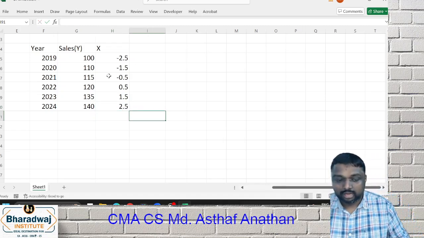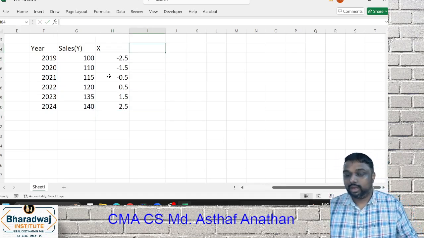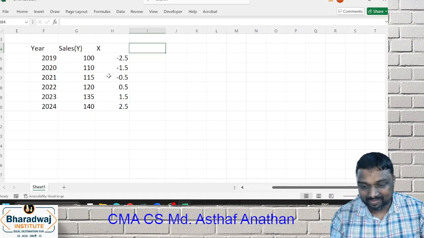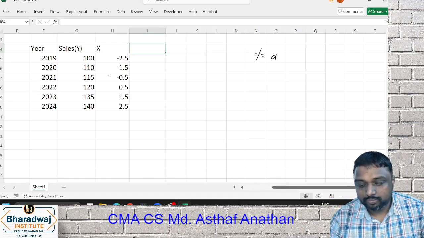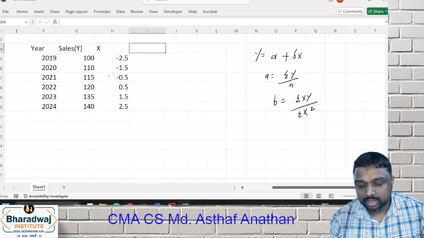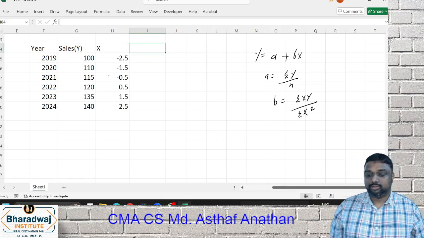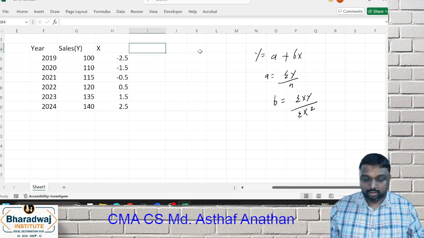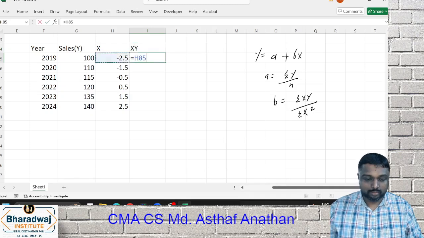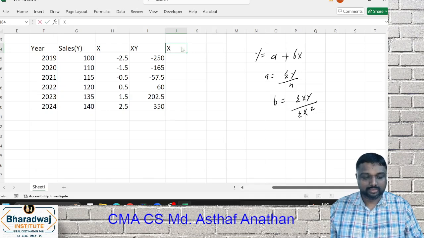So now you have X and Y, and you go for our normal equations. You know the formula, everyone may still remember. Y is equal to A plus BX. A is equal to sigma Y by N. B is equal to sigma XY by sigma X square. So what you have to do is find all the answers. XY you have to multiply these two. X square you take simply the square.